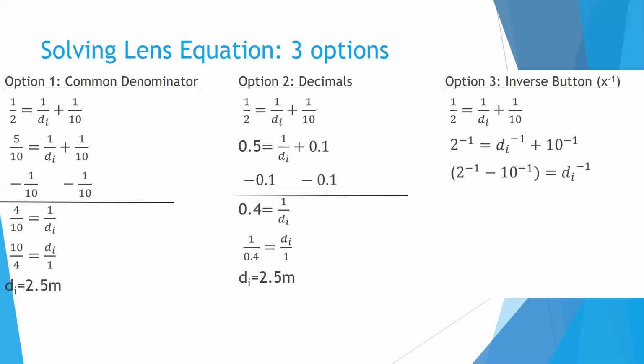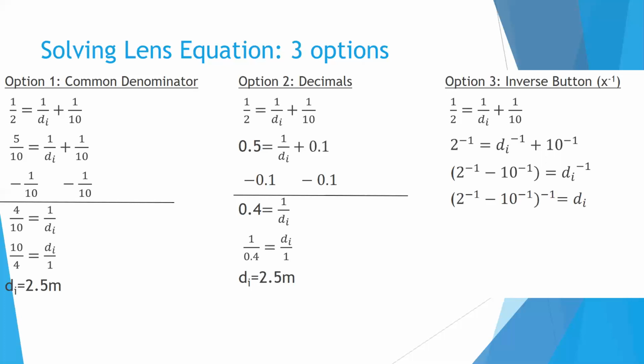Now to get DI by itself, you have to take the inverse of the inverse. That cancels out. The inverse of an inverse is just nothing, right? So if you turn around and then you turn around again, you're facing forward. If you turn around twice, you're facing back where you started. Same thing with an inverse. If you take an inverse twice, you're back where you started.